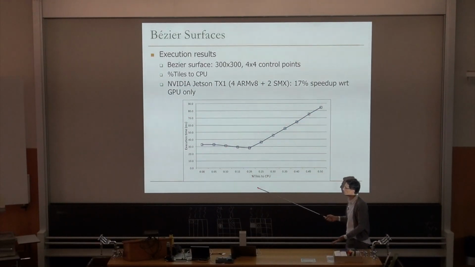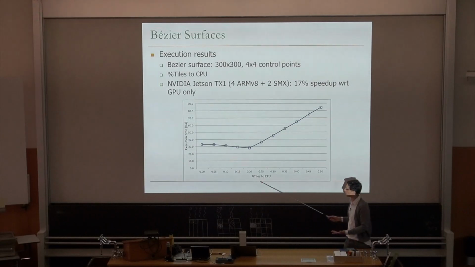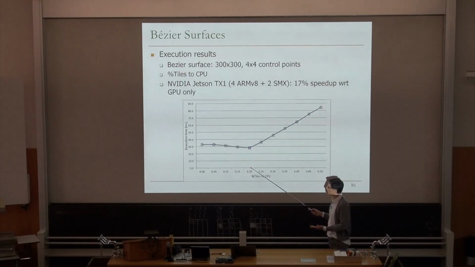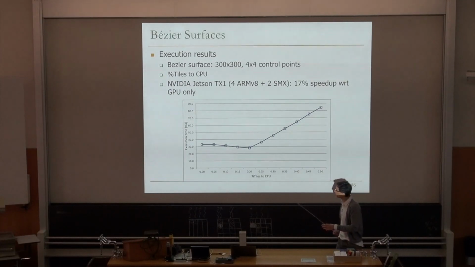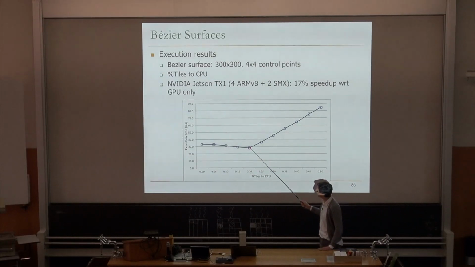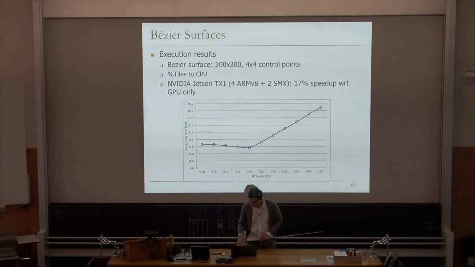What's the problem here? The problem is that we need to profile the system in advance. If we want to know the exact perfect partitioning, what percentage of the output surface we assign to the CPU and to the GPU, we would need to try all these or even more and say, okay, this is the sweet spot, let's use 20% of the tiles assigned to the CPU. That's what we can do in the traditional approach.